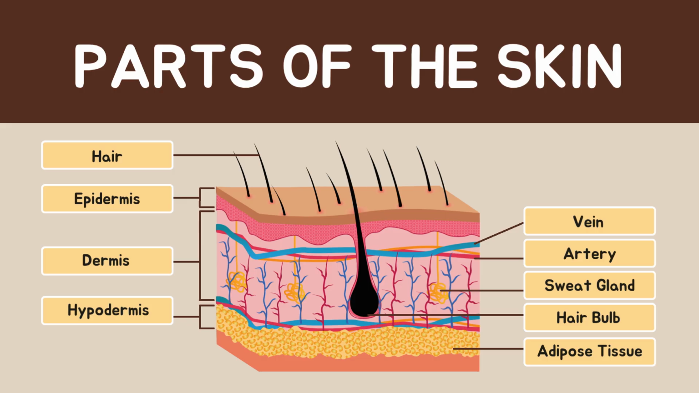Basically, there are three parts. We have the epidermis, the dermis, and the hypodermis. Very important. But within this entire skin structure, you have the hair, you have the veins, the arteries, the sweat glands, the hair bulb, and even the adipose tissue.